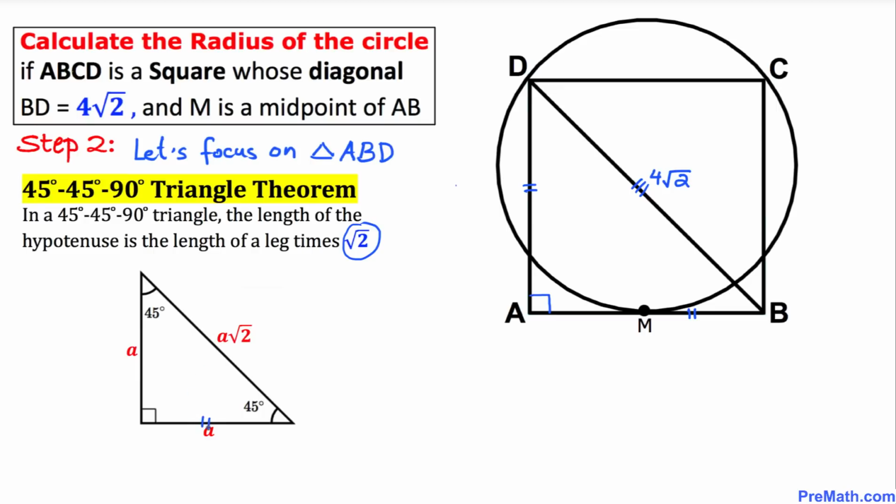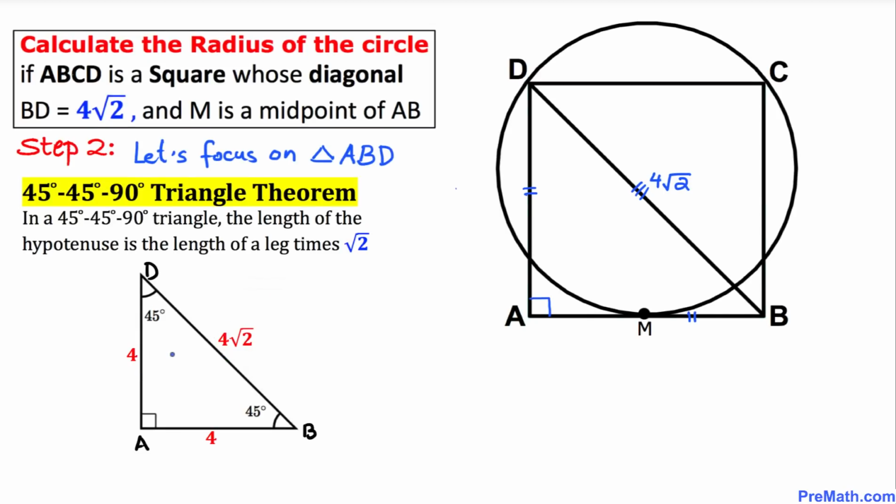Let's focus on this triangle over here. If I call this side A, and since these both sides have equal length, this is going to be A as well, then this hypotenuse is going to be A times square root of 2. So in our case, in the right triangle ABD, if this hypotenuse is 4 times square root of 2, then these two sides are going to be 4 units each. So our side AB is going to be 4 units and side AD is going to be 4 units as well.